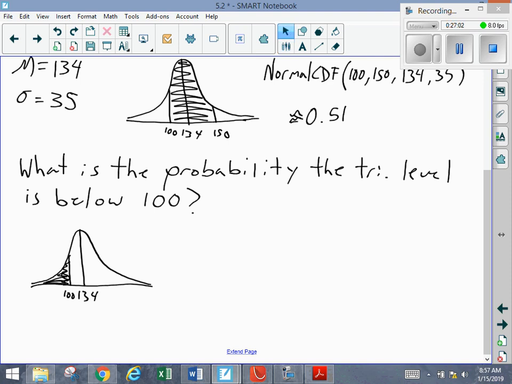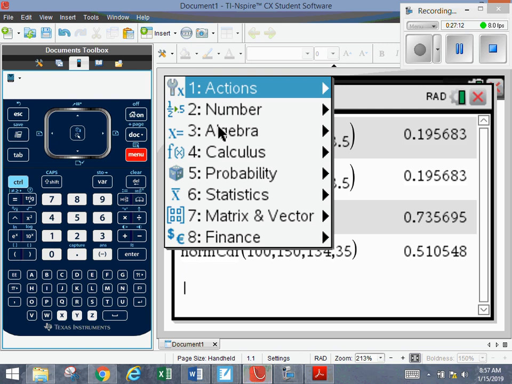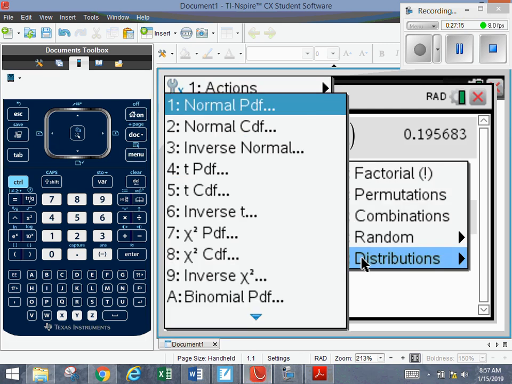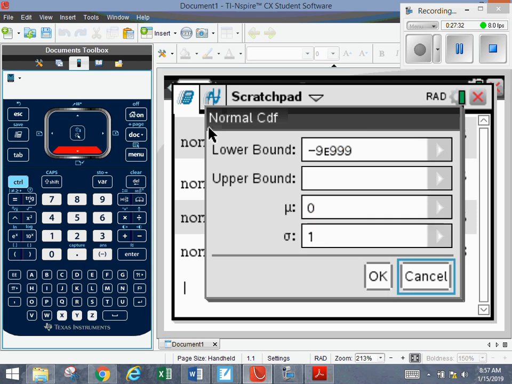So how do we put that in our calculator? That's right. You need the lower to be negative infinity, right? So we're going to go menu, probability, distributions, normal CDF, and now it's already there. It goes negative 9 E to the, so it's already there. You could use negative 10 to the 99th power. It'll give you the same calculation. But it's already there, so it's nice. Your calculator will automatically always put that there.